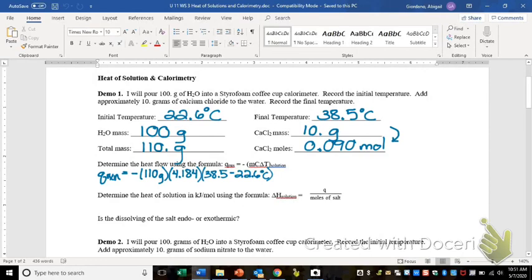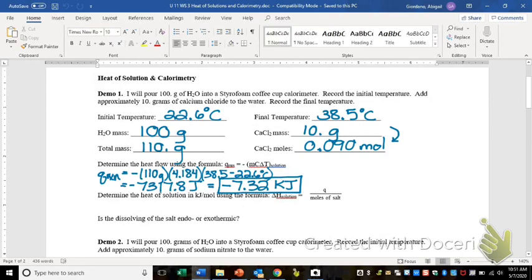Okay, I'm going to plug that into my calculator and I get this number: 7317.8, and that's in units of joules. I'm going to just go ahead and convert that to kilojoules to make a nicer number, and I'm going to put a box around it. So what this is saying is that the heat of solution for calcium chloride is negative 7.32 kilojoules.